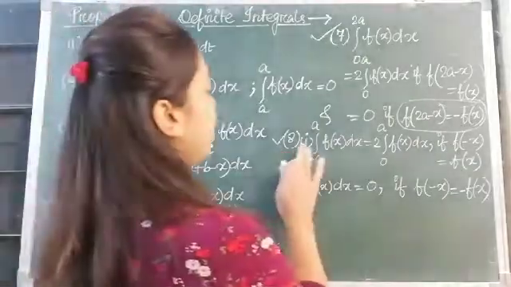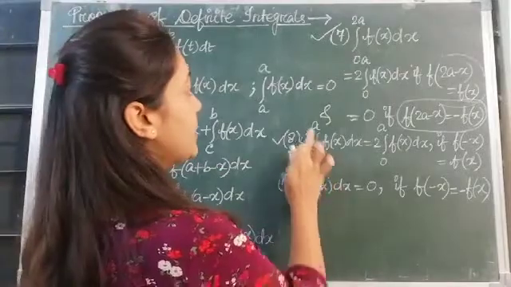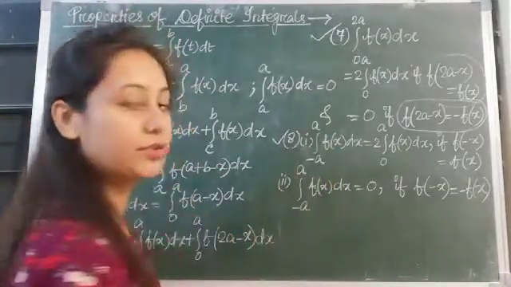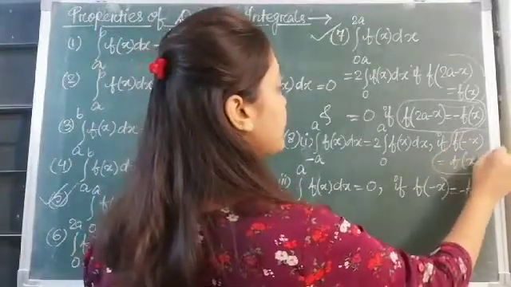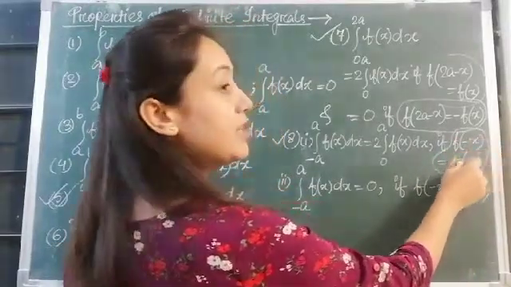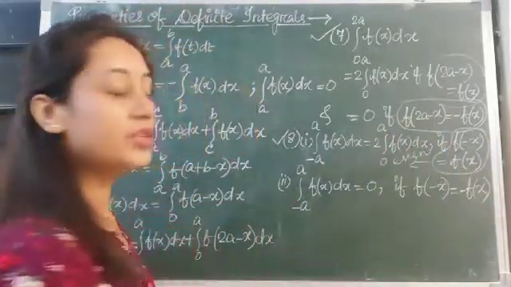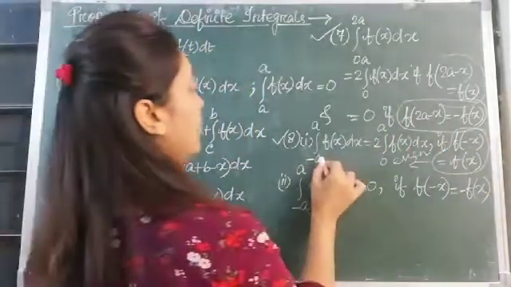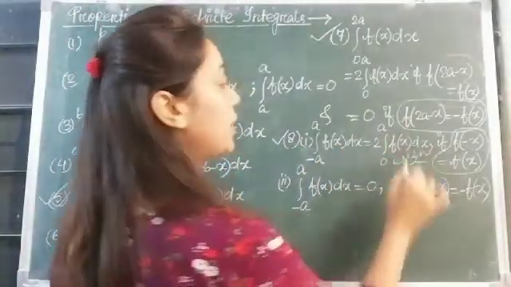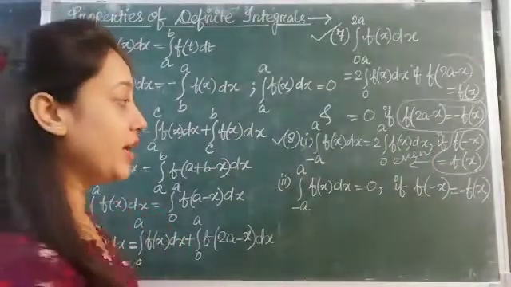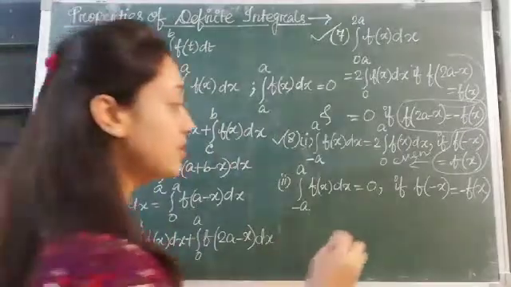Next, number 8, again two conditions are there. Integration of minus a to a f of x dx: if f of minus x is equal to f of x, that means the function is an even function, then integration of minus a to a f of x dx will be equal to 2 integration of 0 to a f of x dx. And if you get f of minus x to be equal to minus f of x, what does this imply?